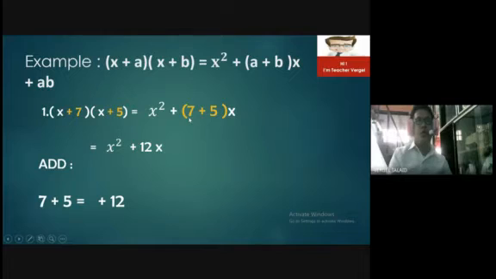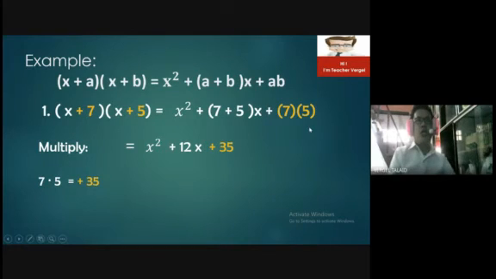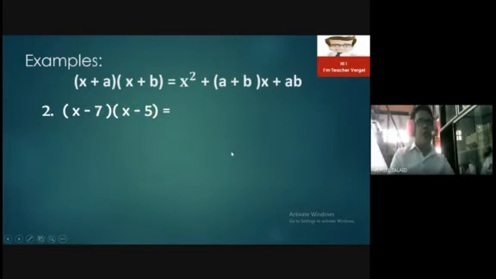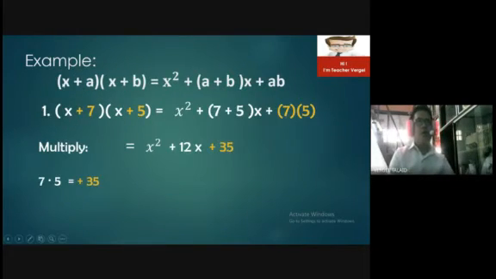Again, to get the middle term, simply add the constants 7 and 5. So 7 plus 5, it is like signs, so copy the common sign, that is 12, then copy x. Now, to get the last term, multiply the constant 7 by 5. So 7 times 5 is positive 35. So we have here plus 35. In other words, the product of these two binomials is equal to x squared plus 12x plus 35.